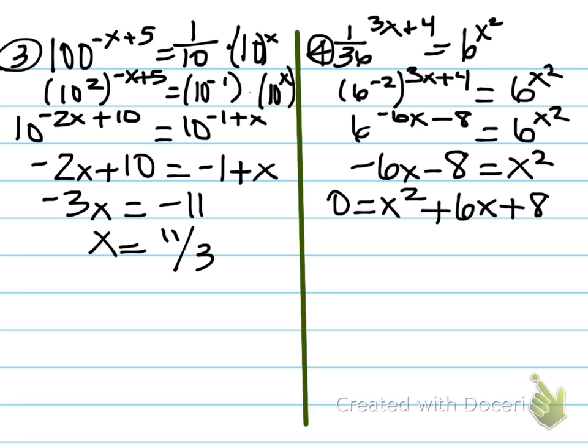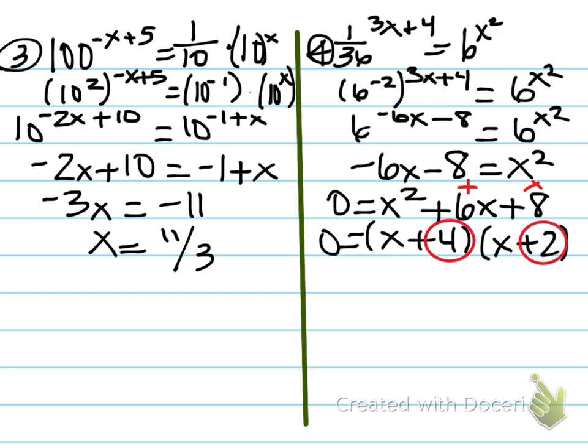Now we need factors that will multiply to give me negative 8 and add to give me positive 6. Those numbers would be positive 4 and positive 2. So positive 4 and positive 2. And then we want to set those factors equal to 0. So here we get x equals negative 4 and x equals negative 2.